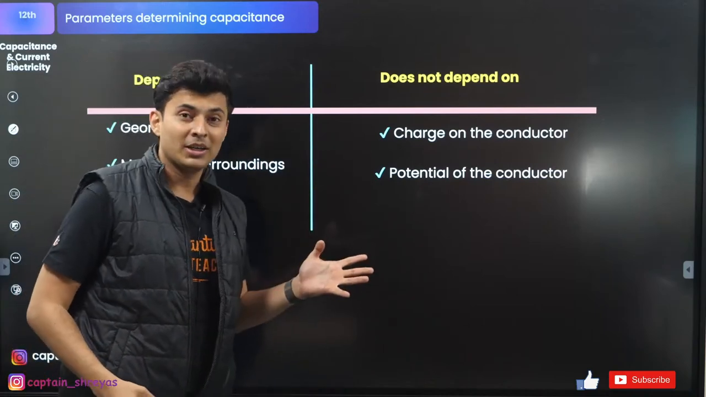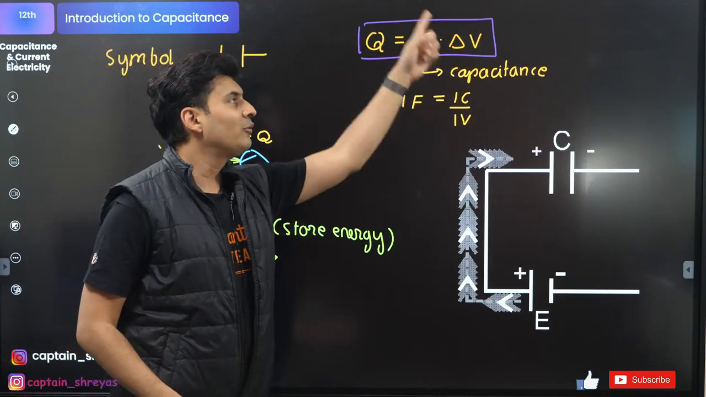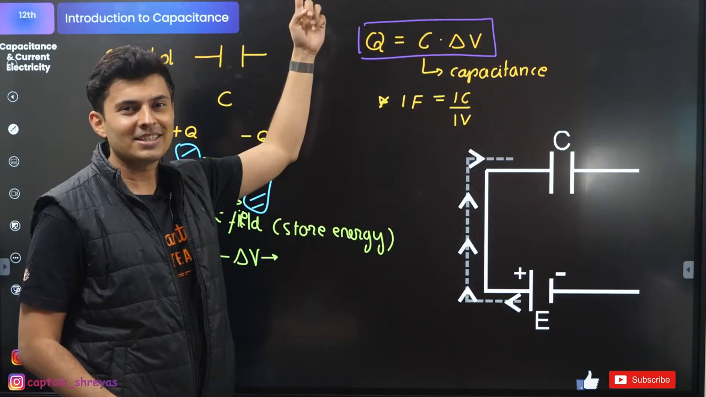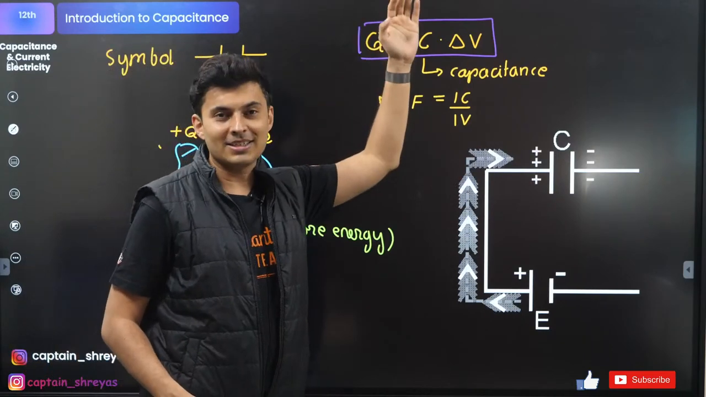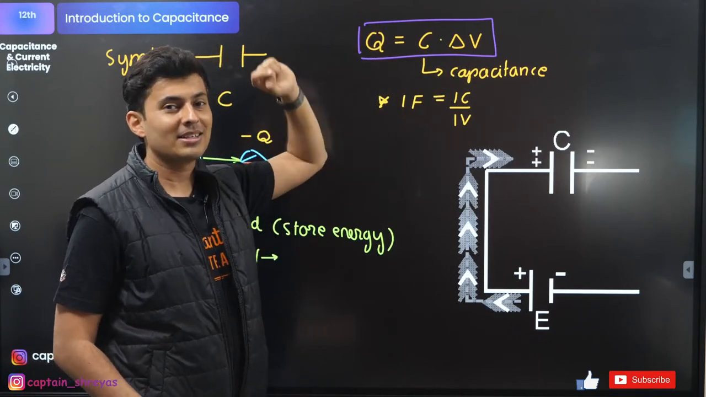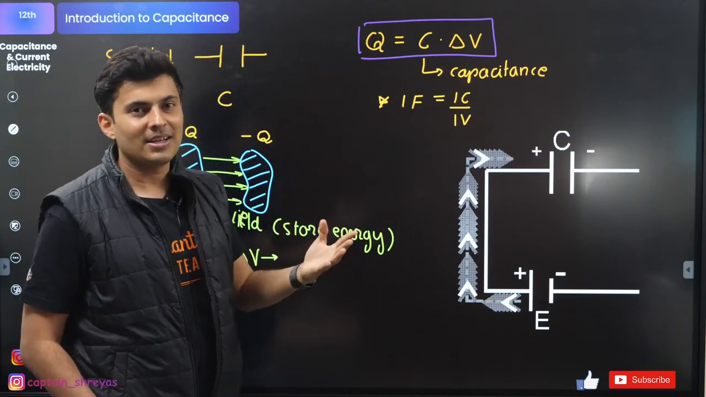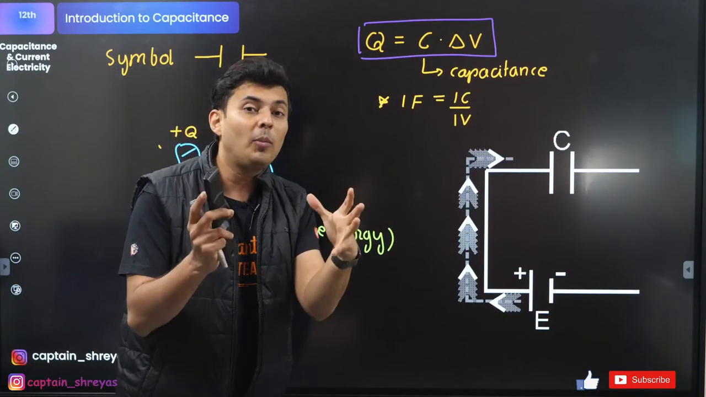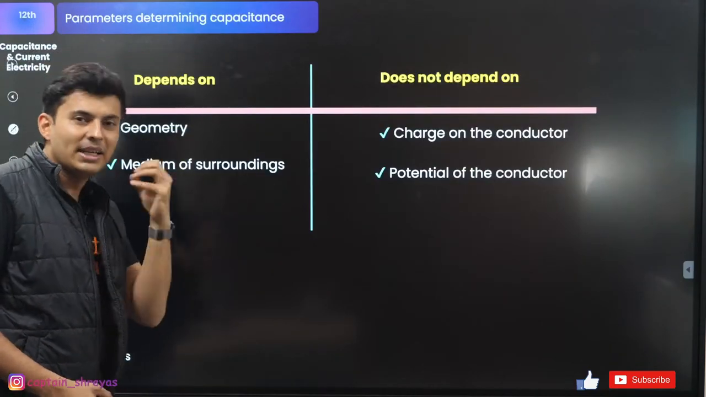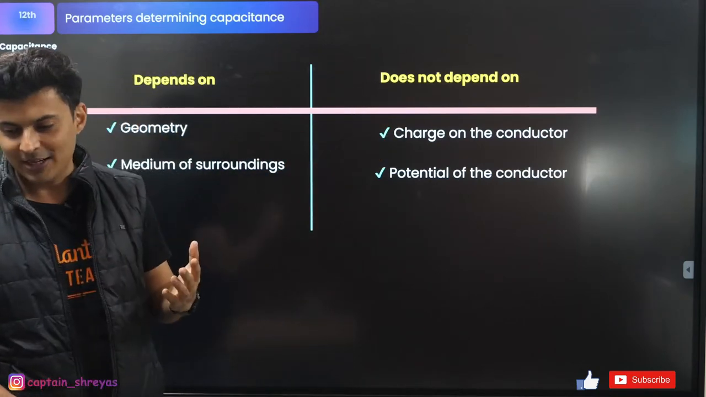But what it doesn't depend on is the charge and the voltage. This is very important. A lot of people say, if voltage increases, capacitance decreases. That is wrong. If voltage increases, charge increases. If charge increases, voltage increases. Charge does not affect capacitance. Voltage does not affect capacitance. It's the other way around. Capacitance decides the charge or the voltage. Understand that. Because capacitance is a property of that capacitor. So it only depends on the geometry and what is filling inside that capacitor and not on the charge or on the voltage.